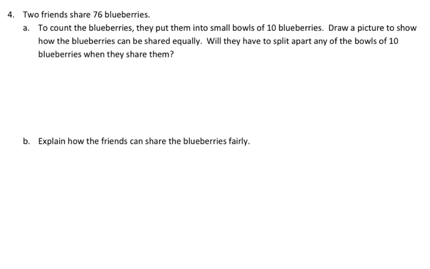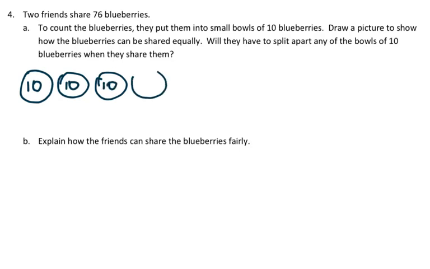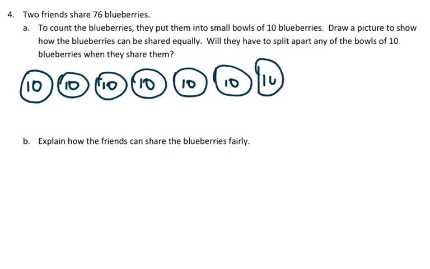So let's just go ahead and do some small bowls, and I'm going to draw it out like this. And there's 10 in that one, 20, 30, 40, 50, 60, 70. Okay, so there's the bowls, and I have 10 in each one. That was 7 bowls with 10 in each. And then I have 6 additional blueberries. So I'm going to draw 1, 2, 3, 4, 5, 6 additional blueberries. That's just 1 blueberry in each one of those.